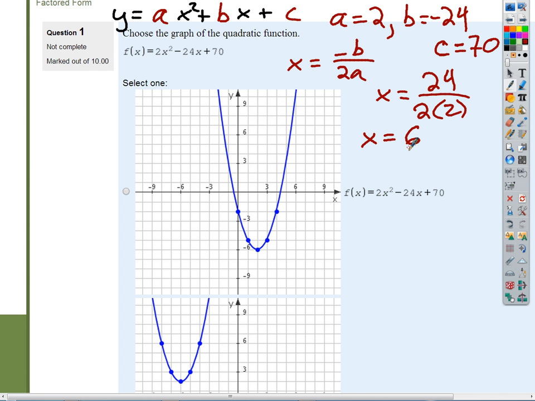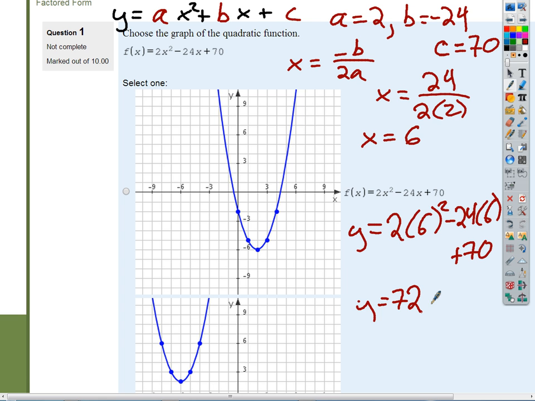How do I find the y-coordinate? Plug it in. So if I plug that in, what do I get? y equals 2 times x, which is now 6, squared, minus 24 times 6 plus 70. Let's do that math. 6 squared is 36, times 2 is 72. So y equals 72 minus 24 times 6.